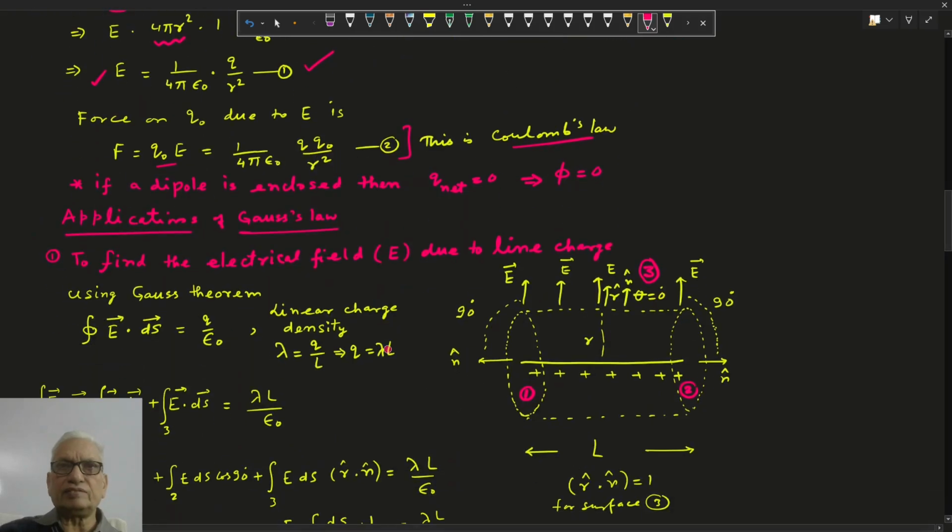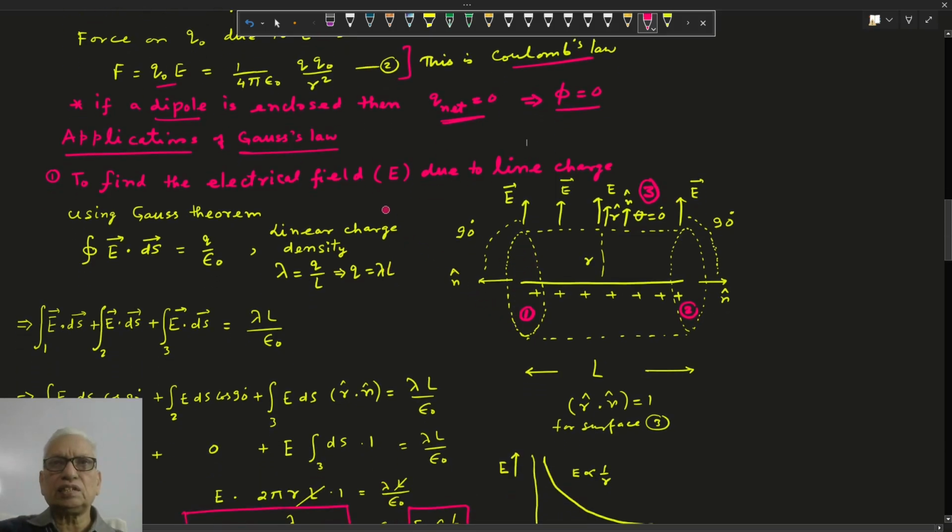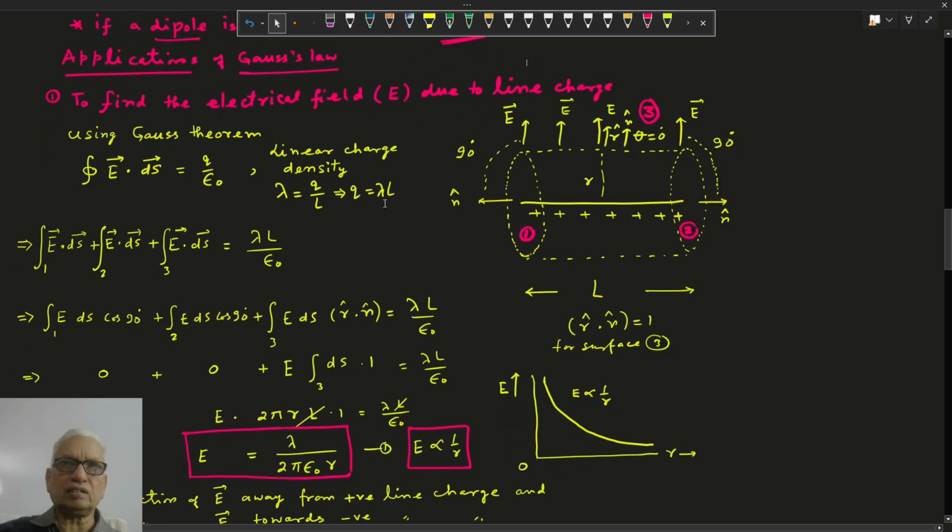Suppose a dipole is enclosed, with negative and positive charge, then in totality the net charge is 0, so the flux is 0. We are discussing the applications of Gauss law. First, to find the electrical field due to a line charge.